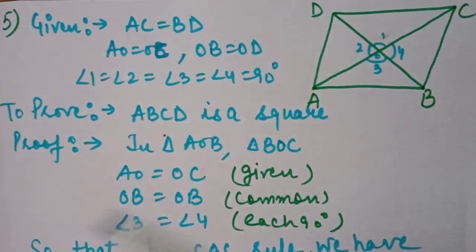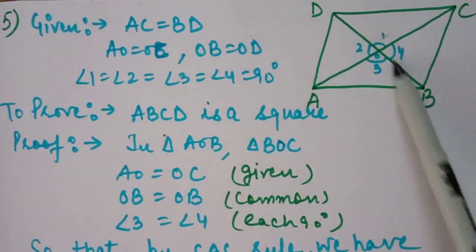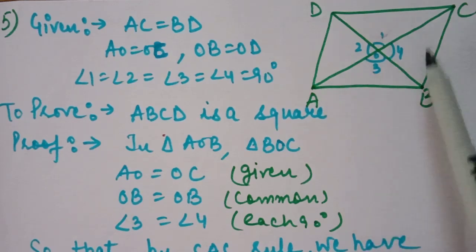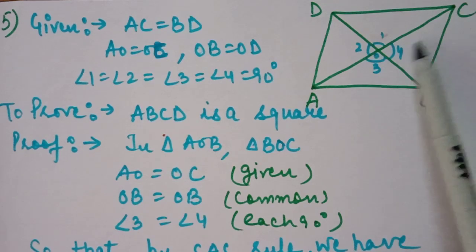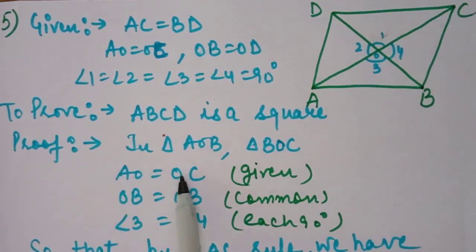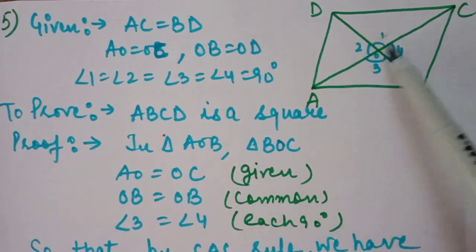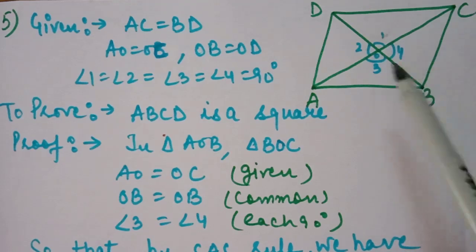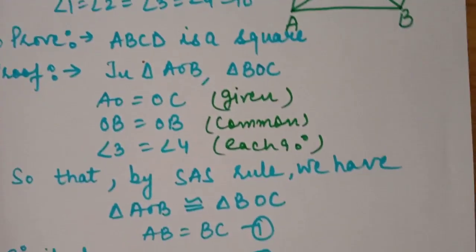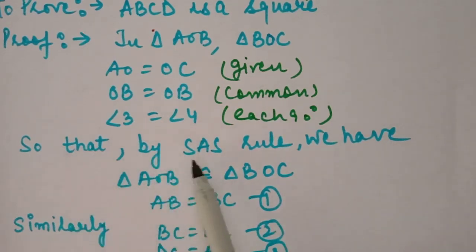So students, first of all we will take triangle AOB and triangle BOC. Try to prove these two triangles congruent. First of all, AO is equal to OC, given. OB is equal to OB, common. Angle 3 and angle 4 are each 90 degrees, given. So both the triangles are congruent by the SAS rule.